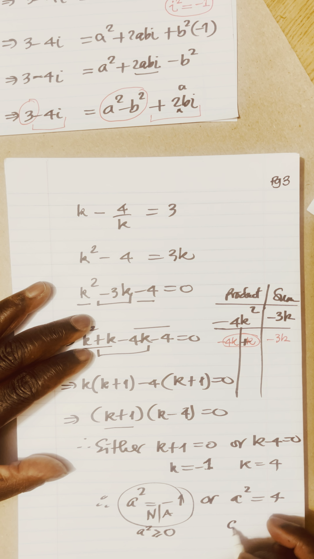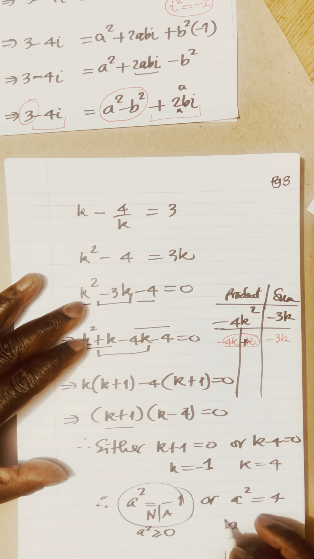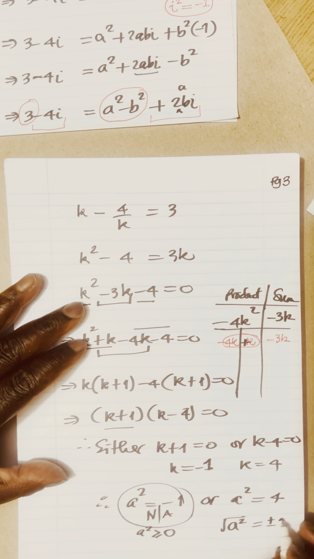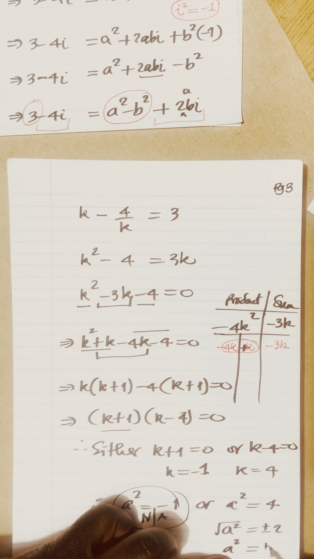So from here, we're going to take the square root both sides. You'll agree with me that, taking the square root of that, the answer is going to be square root of a squared. You're going to have plus or minus 2. So what is a? Sorry, the a value of course, I've already taken the square root of 4 there to be plus or minus 2. So basically, we are saying a equals plus or minus 2.